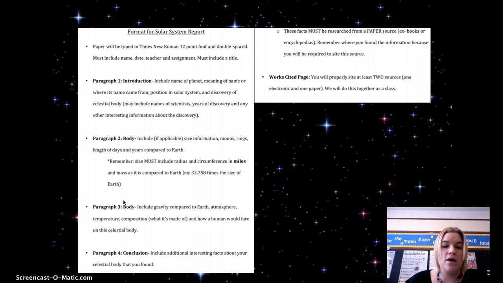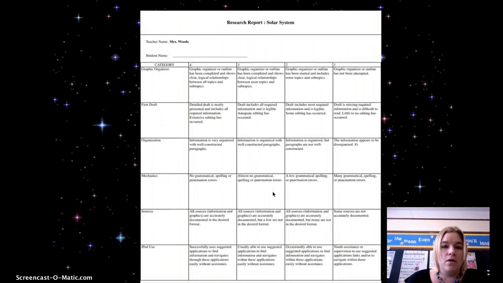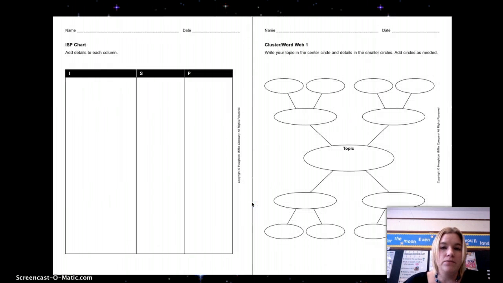Here is what the handout looks like, explaining the format of the report for the students. It explains what each paragraph should include, as well as a works cited page that we did together in class. I also have a copy of the rubric where they're scored under the categories of their graphic organizers. They get grades on the first rough draft of their report, organization, mechanics for their report, sources with their works cited page, and the use of the iPads.